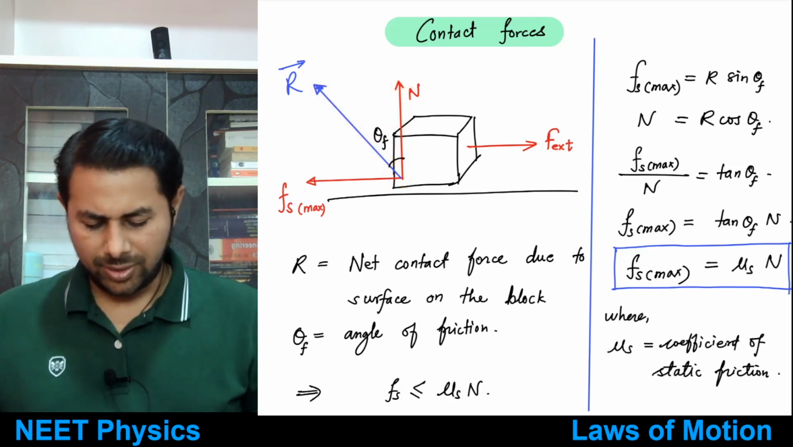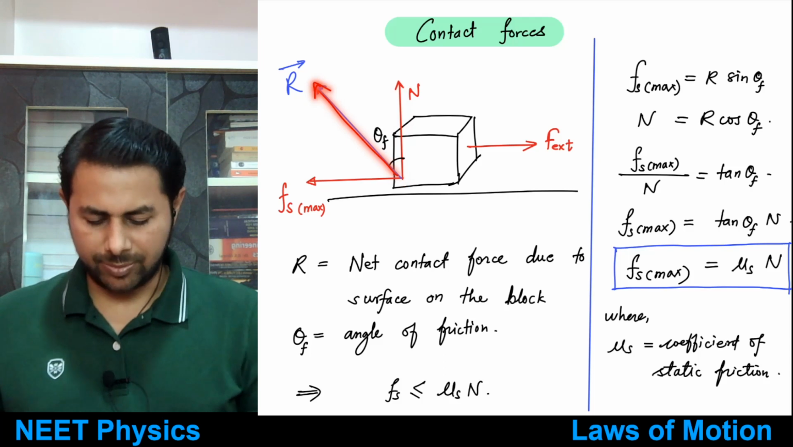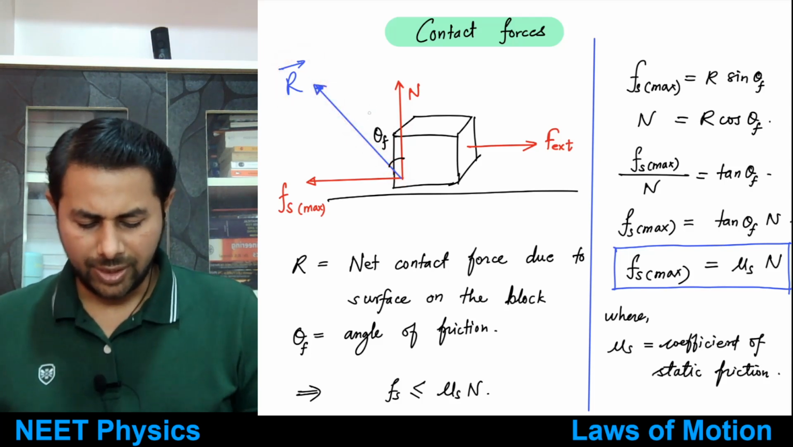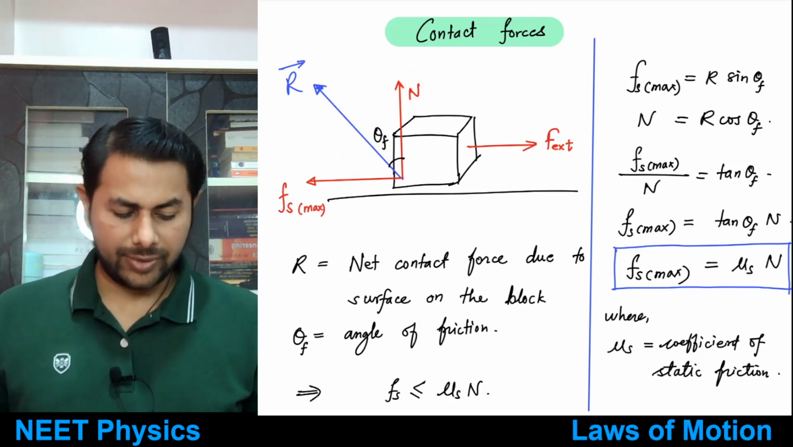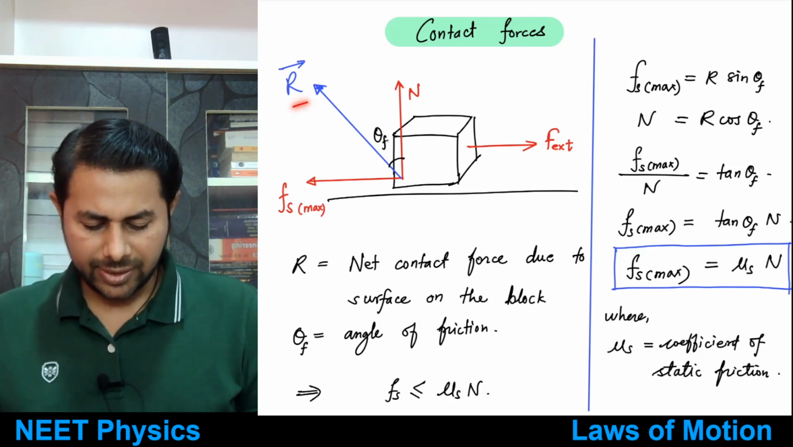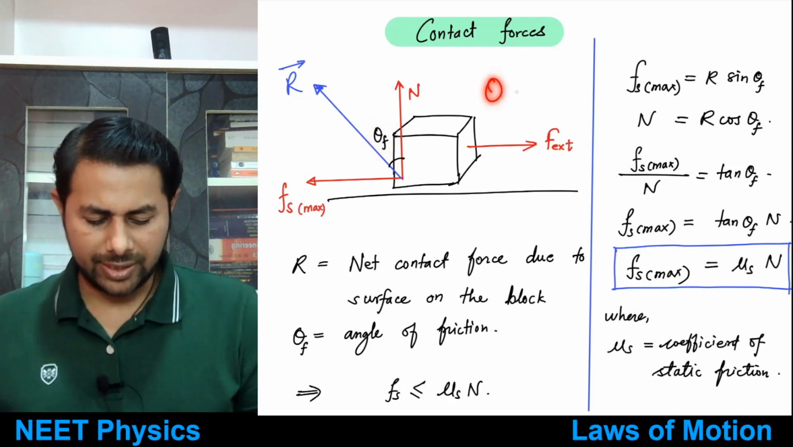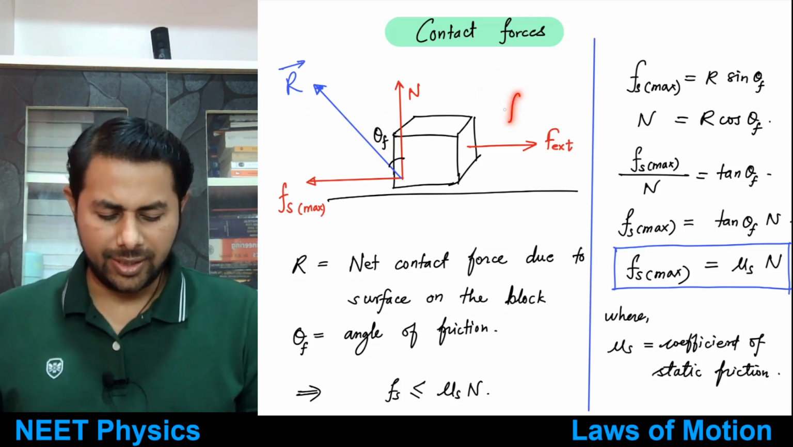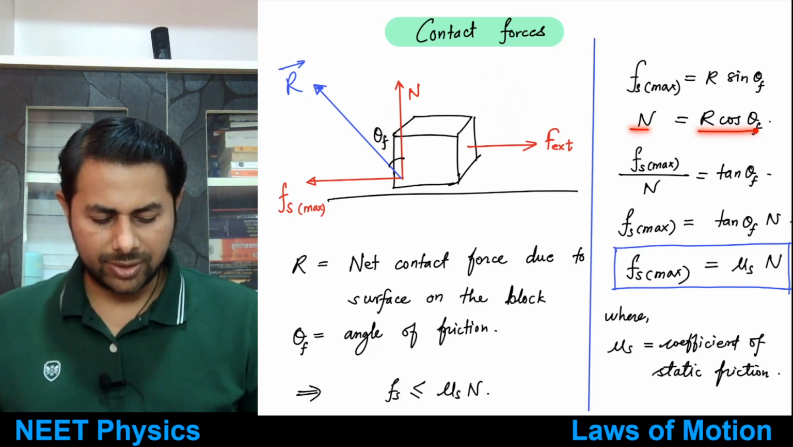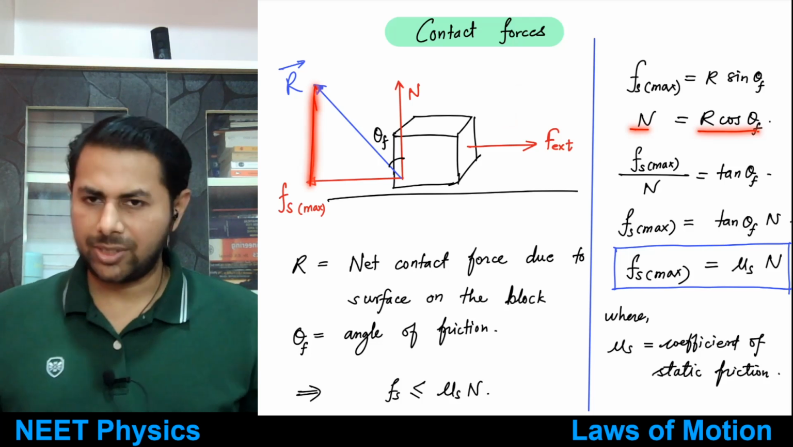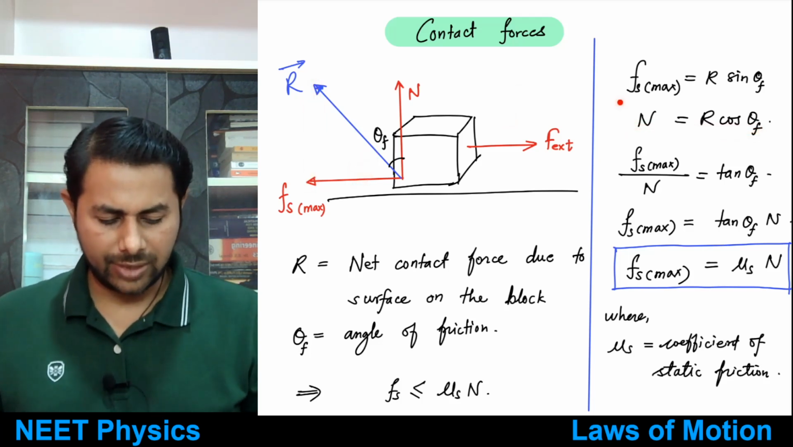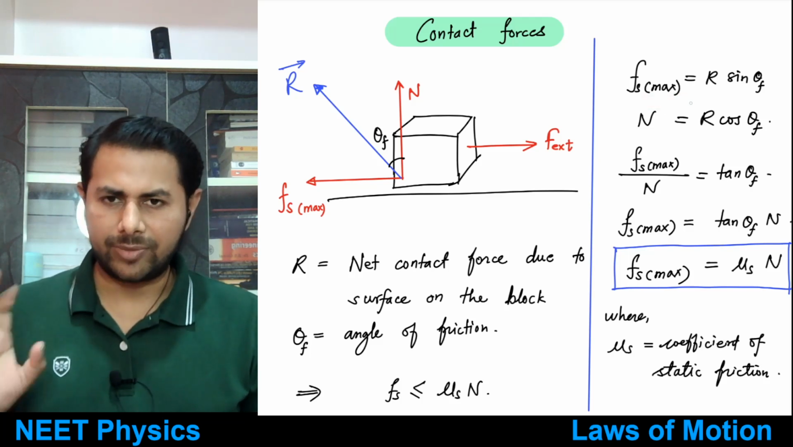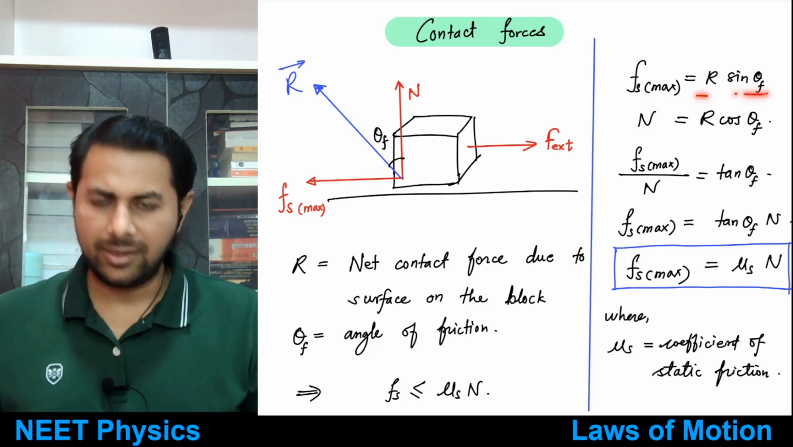Okay, so now this total contact force is, suppose R bar, the resultant contact force. You can resolve it into two components. So what will be N? N is equal to R cos theta, and we are calling it theta F, F for angle of friction, right? So N is R cos theta F, and what would be this frictional force? It is R sin theta F. Okay, so Fs max is the maximum value of the static frictional force. It is R sin theta F.